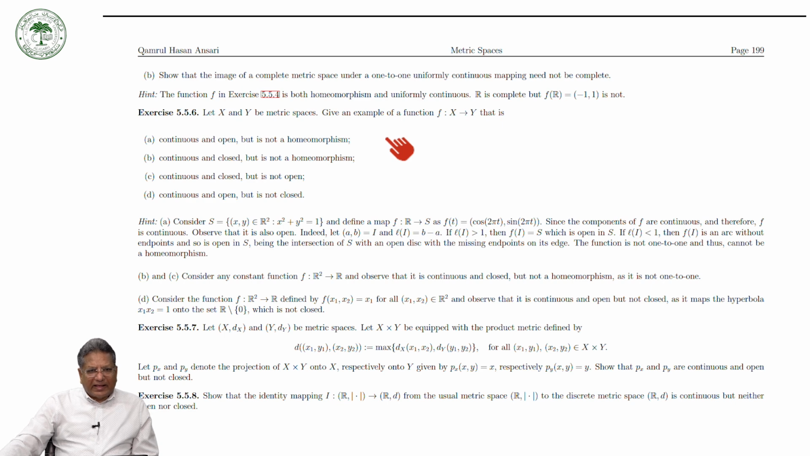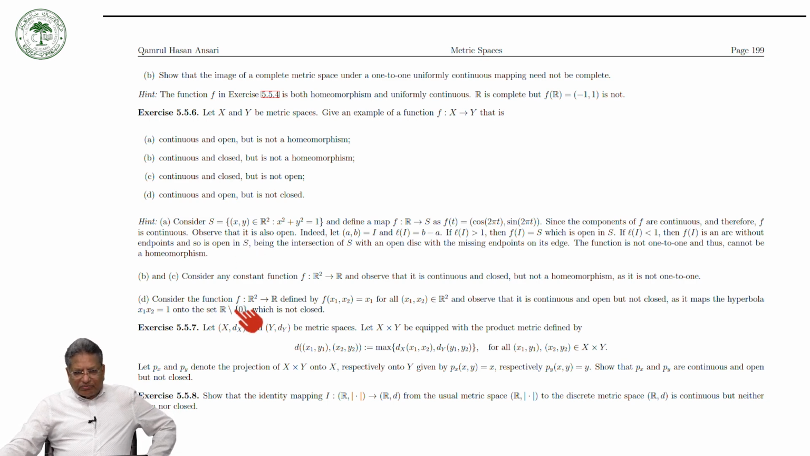Okay, and then here is the exercise. Give an example of a continuous open map which is not a homeomorphism. Give an example of a continuous closed map which is not a homeomorphism. Give an example of a continuous closed map which is not open. Give an example of a continuous open map which is not closed. So here are several examples I have mentioned, so you can do them by yourself.